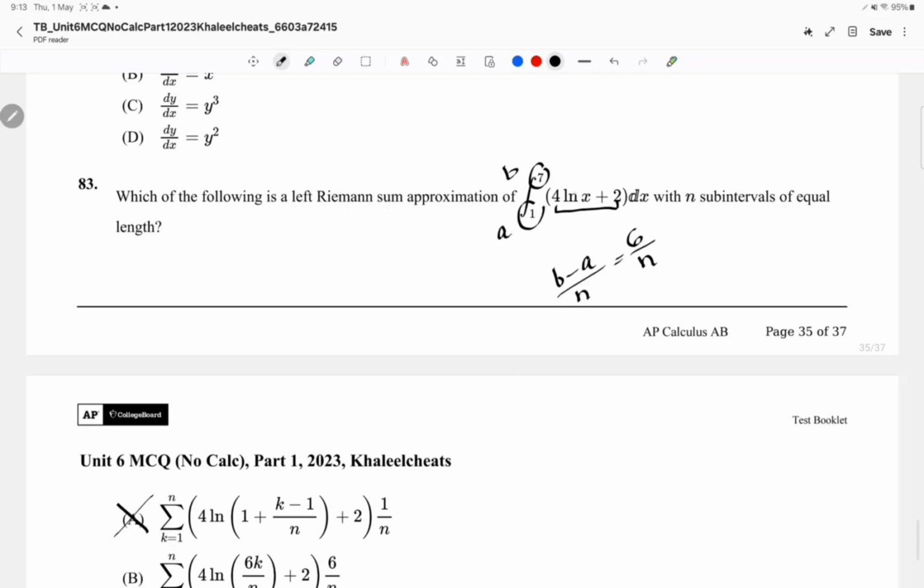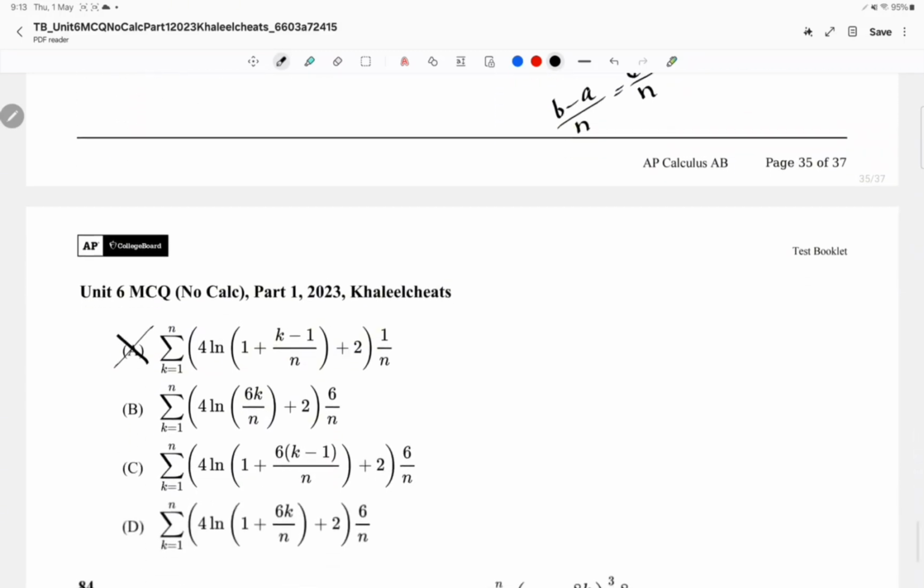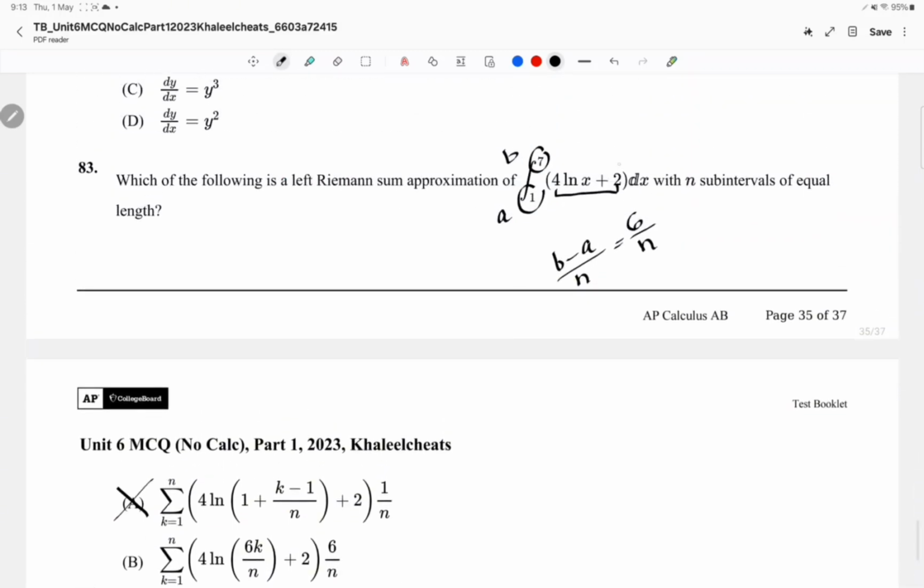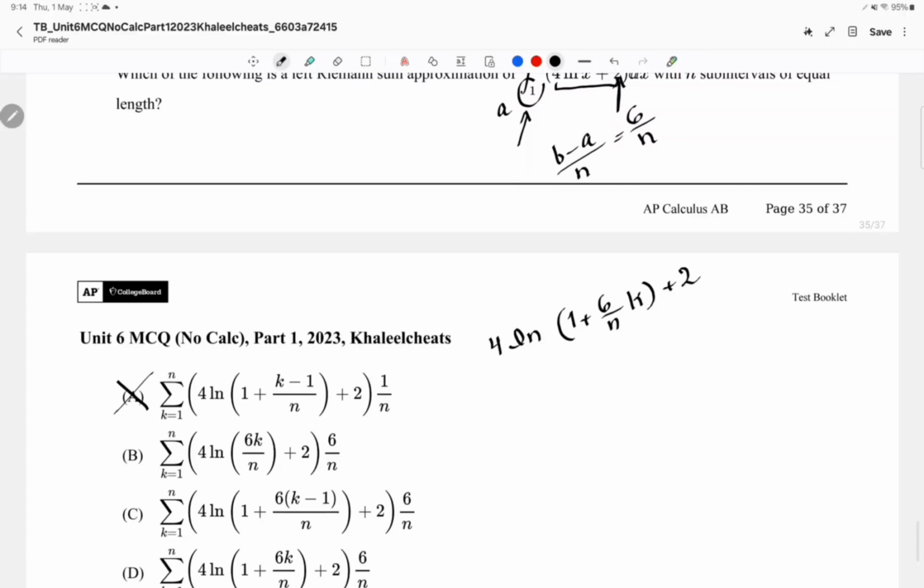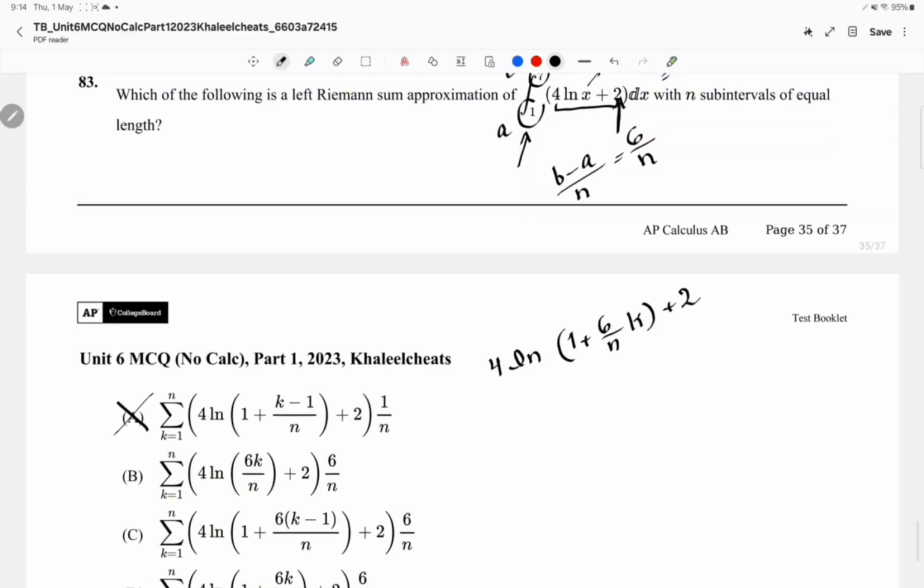Looking here, we have 4 ln, which they all do. And you must have, so x, what's the x expression? x is equal to a plus b minus a n over k. So x is equal to a, which is just a 1, right? Plus 6 over nk. So you must have after the ln, 4 ln of 1 plus 6 over nk, and this 2 is separate, plus 2. So 4 ln, okay, right.